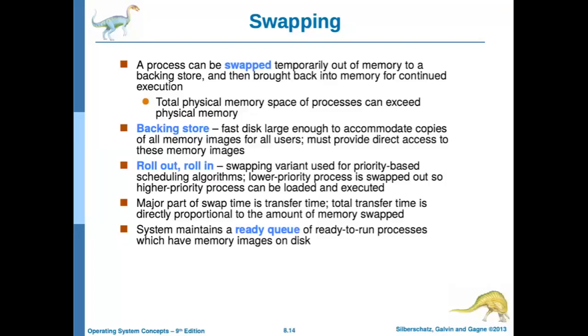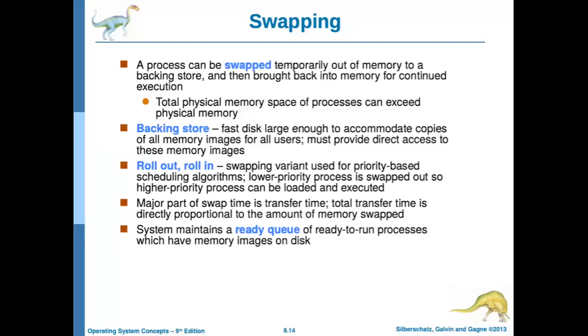Linux or Unix makes use of a separate partition for that. Windows tries to utilize whatever partitions you have already created. One of the benefits is that processes can exceed the physical memory space. So even though my memory is, say, 2 GB, I can have processes that need more than 2 GB. That is basically called swapping. Now what is backing store?